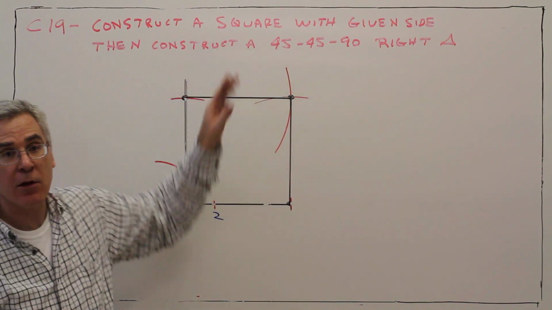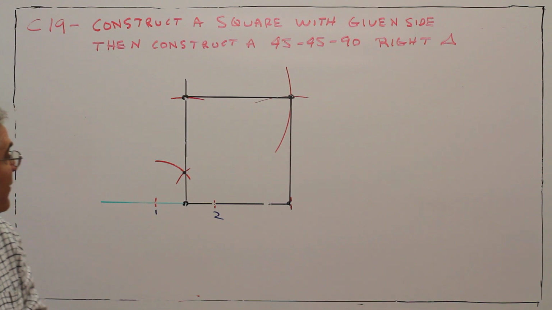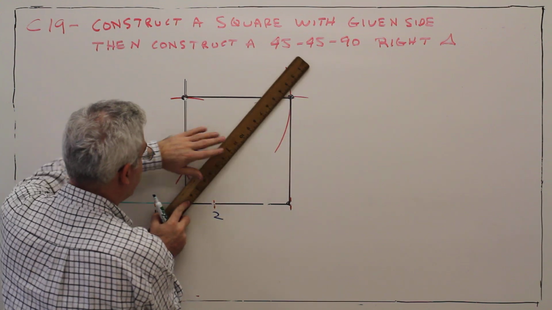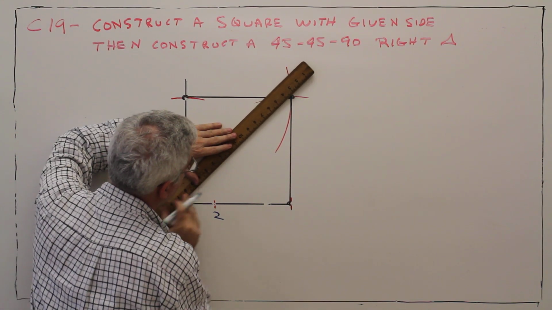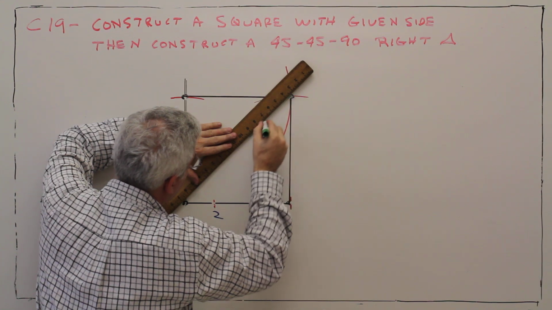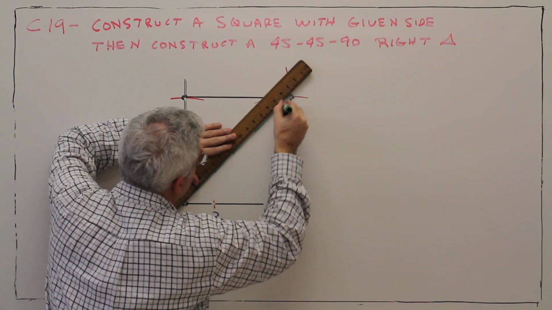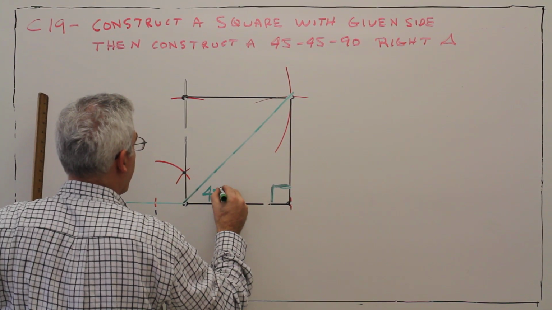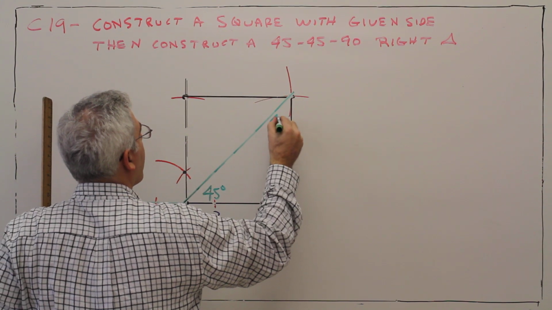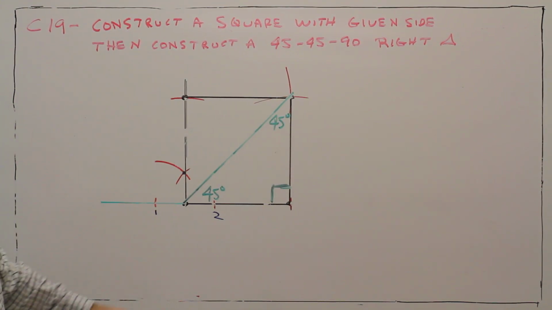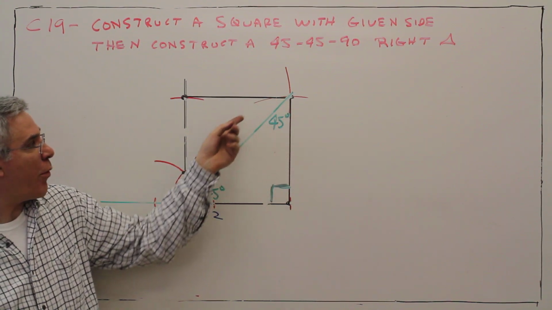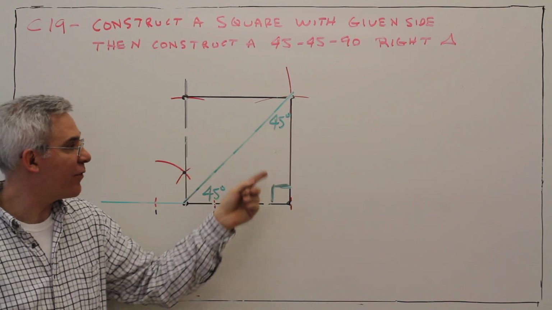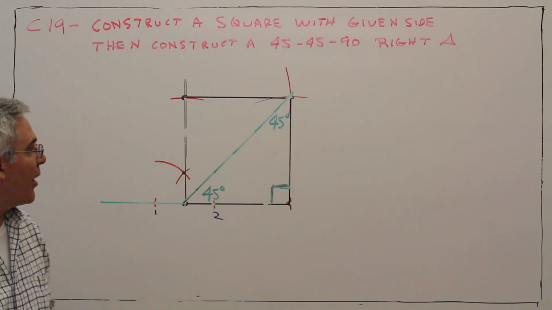But we're not done. We now need to construct a 45, 45, 90 right triangle. This is the easy part. Just simply draw a diagonal. Again, a square had right angles. If you're a square or a rhombus, the diagonal bisects the angles. Half of 90 is 45. So I've now constructed a 45, 45, 90 right triangle.